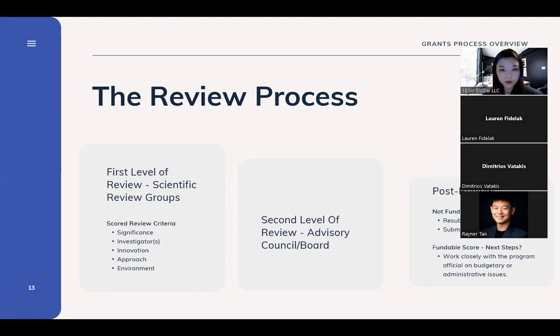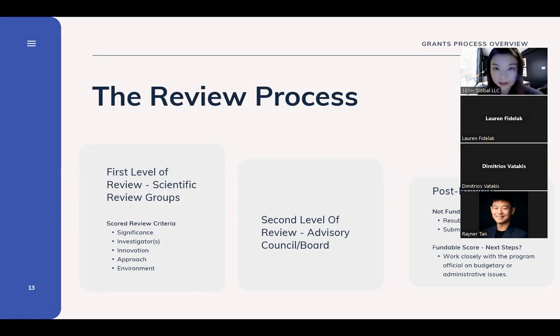And the second level of review is performed by the Institute and Center National Advisory Councils or Board. Councils are composed of both scientific and public representatives chosen for their expertise, interest, or activities in matters related to health and disease.